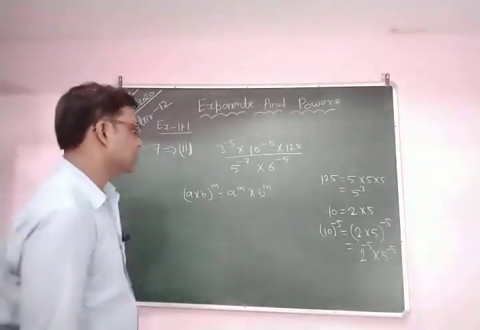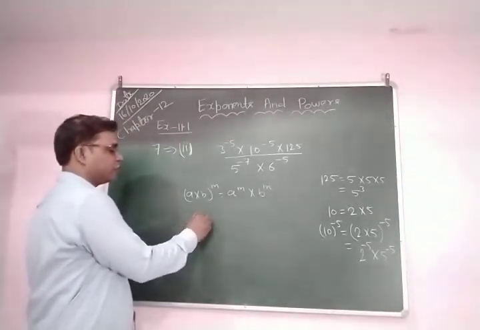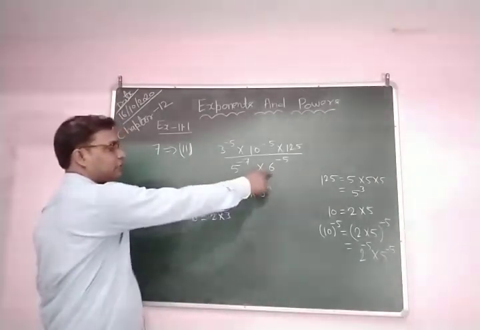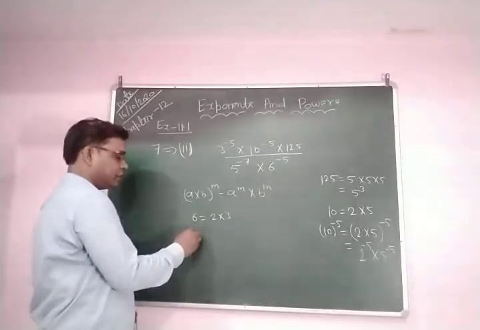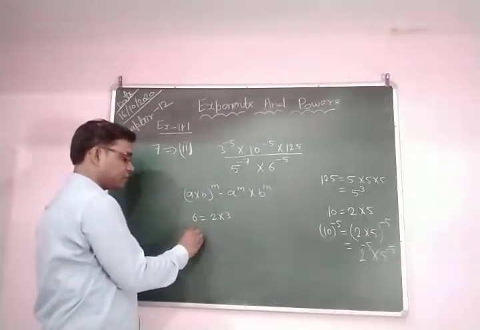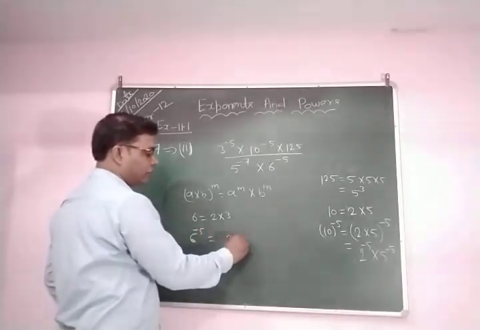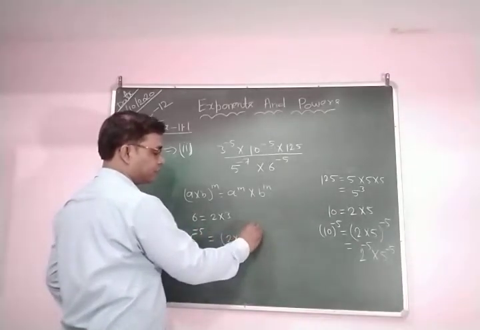Now what can you write 6 as? 6 is equal to 2 into 3. This is 6, but here 6 power minus 5. So 6 power minus 5 is equal to 2 into 3 whole power minus 5.